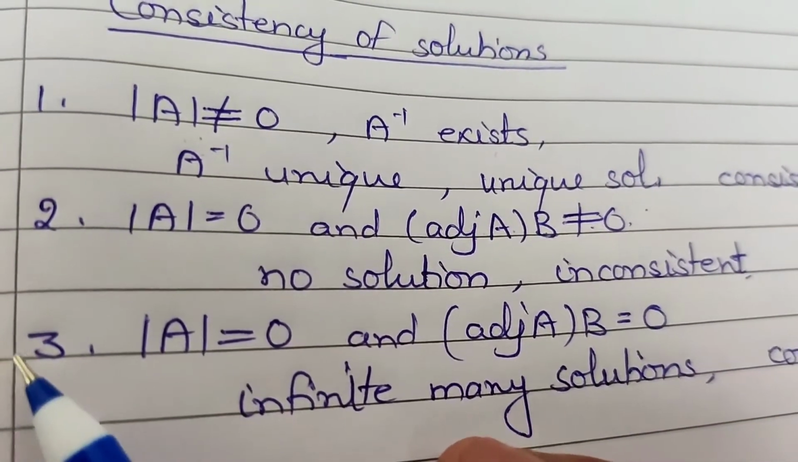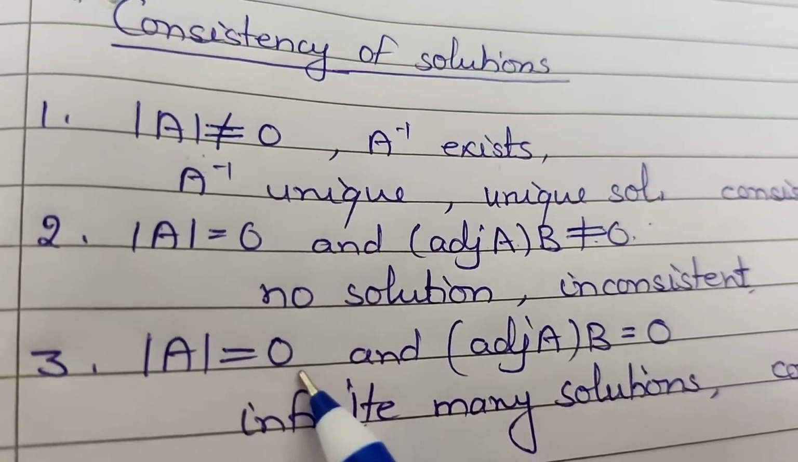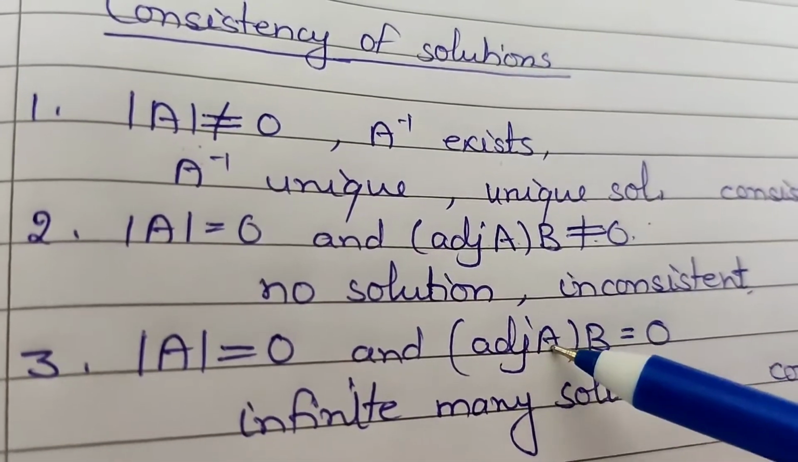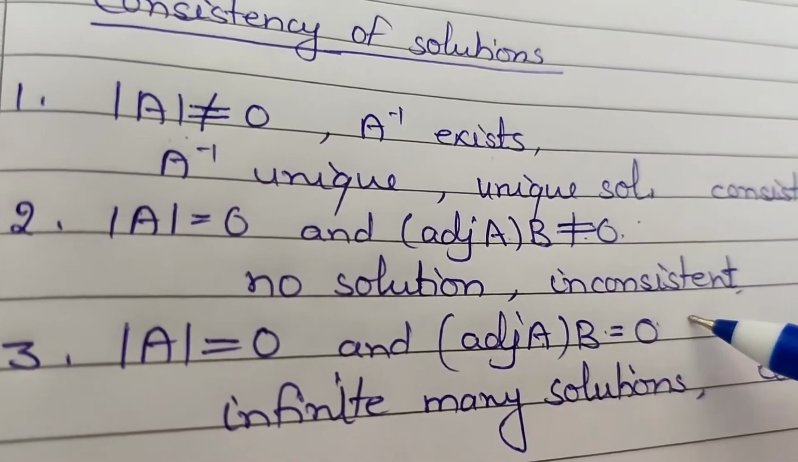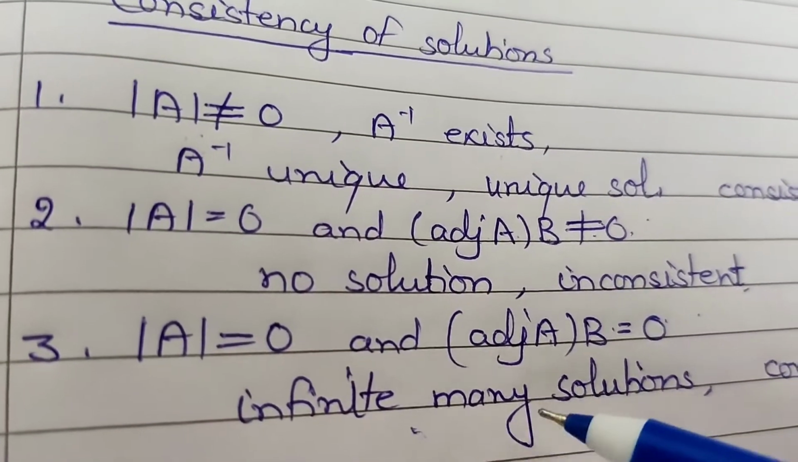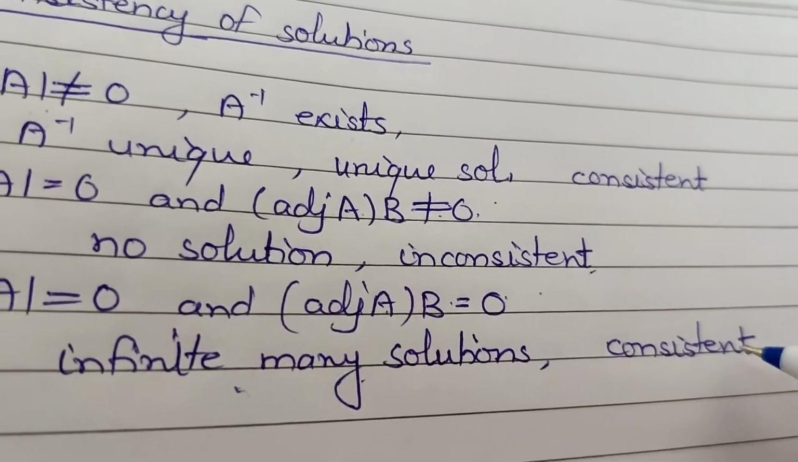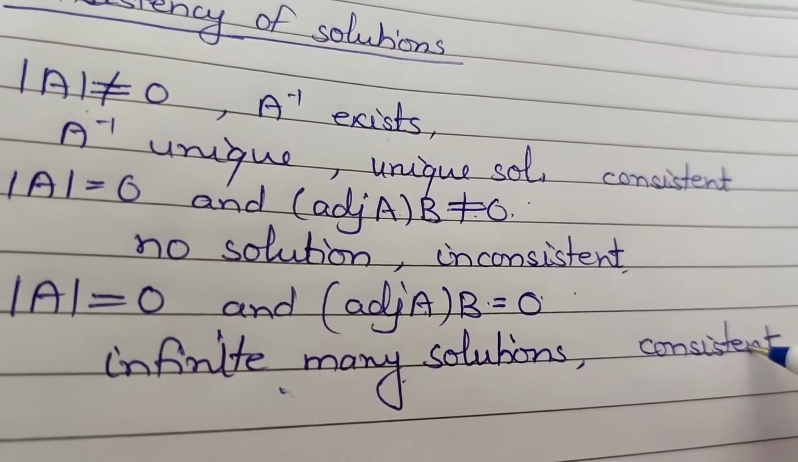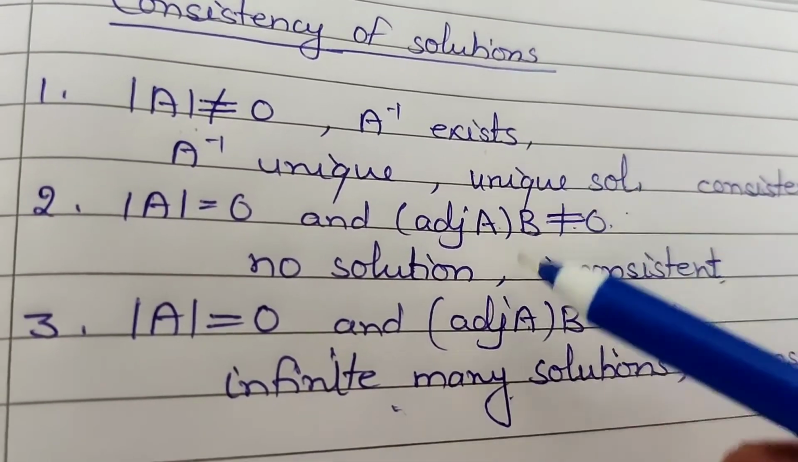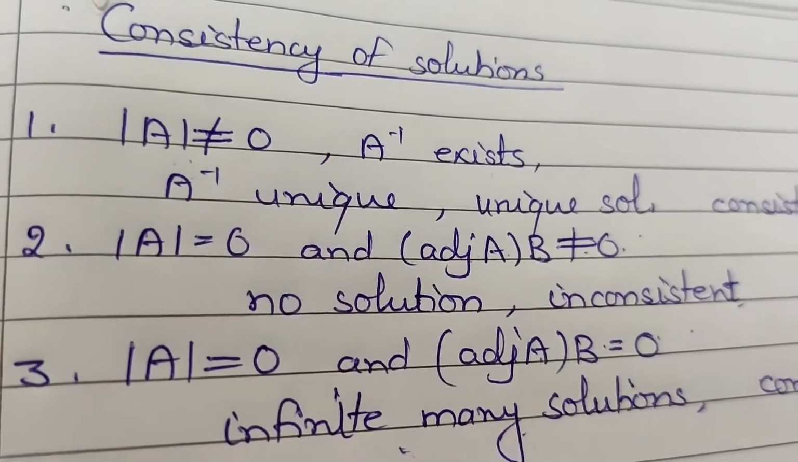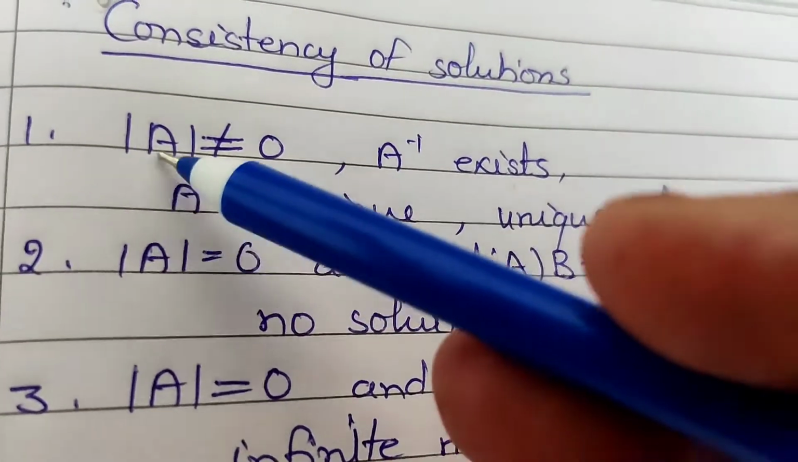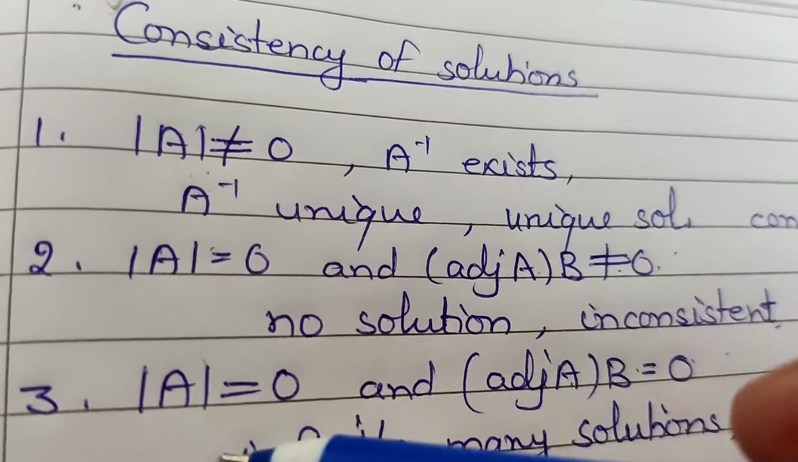And the third condition is this: if determinant A equals 0 and adjoint A into B is also equal to 0, it means infinitely many solutions and consistent. Many solutions means consistent. These are the 3 conditions for consistency of solution. So in each question, first we have to find the determinant of A.